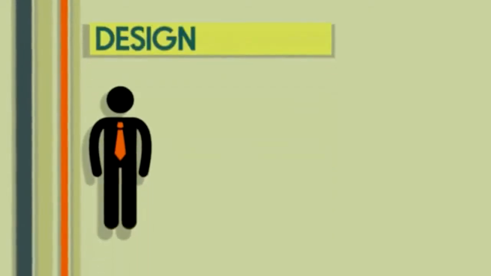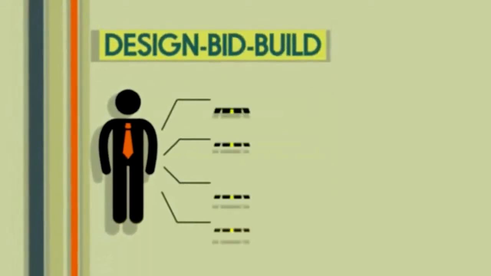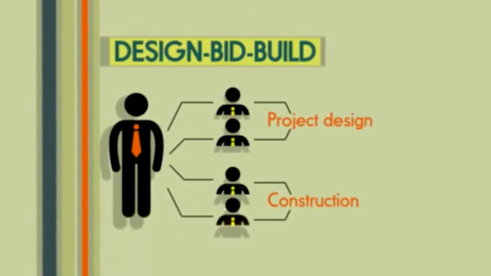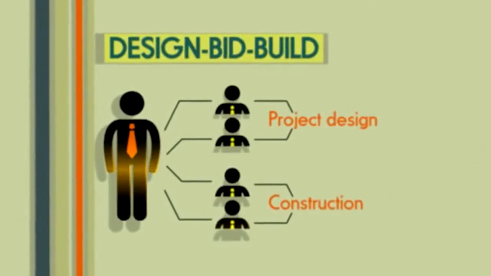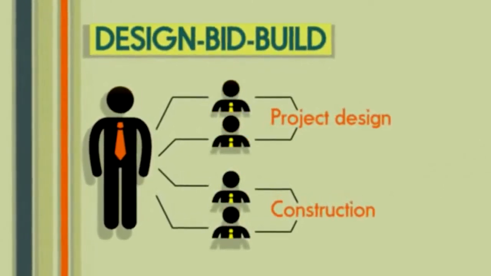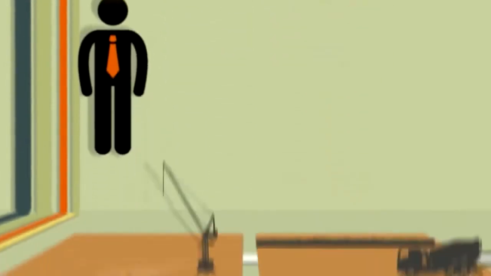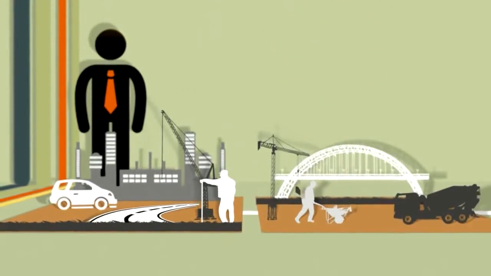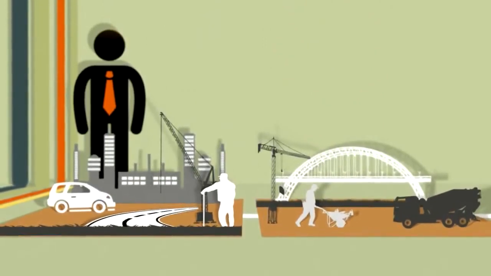For many years, design, bid, build has been the preferred contracting method for federal aid projects. In design, bid, build, the agency or owner contracts with separate entities for design and construction of a project. But there are now additional contracting options, with the leading alternative being design, build.